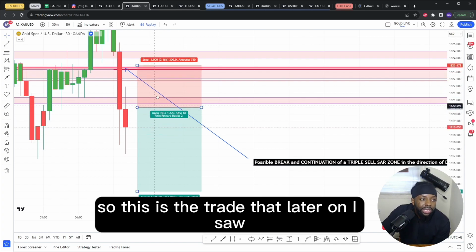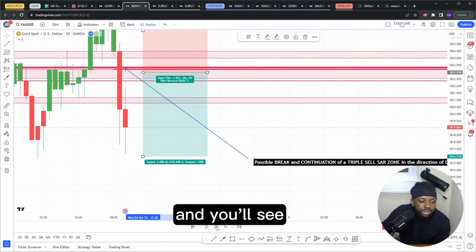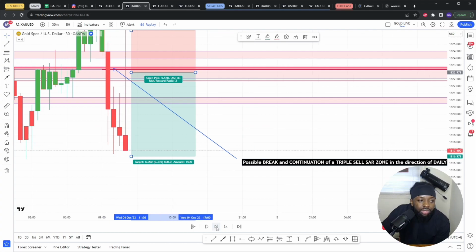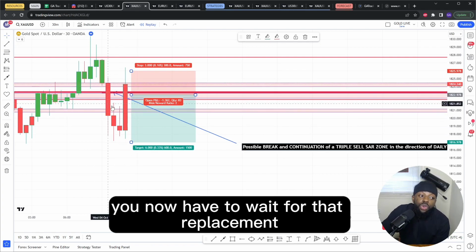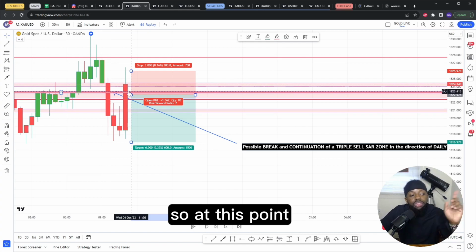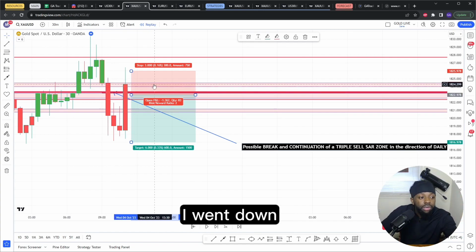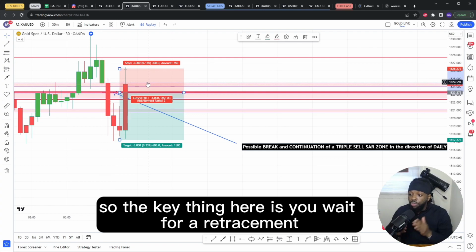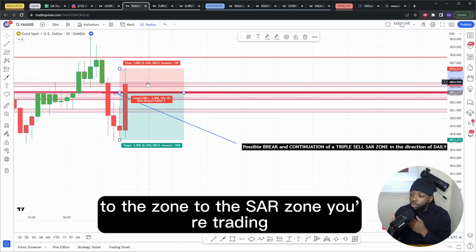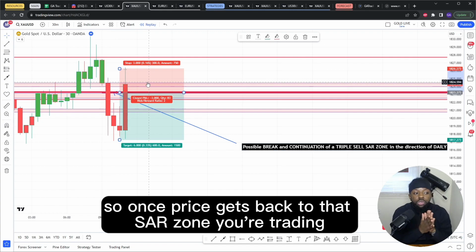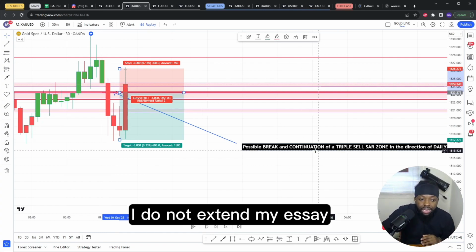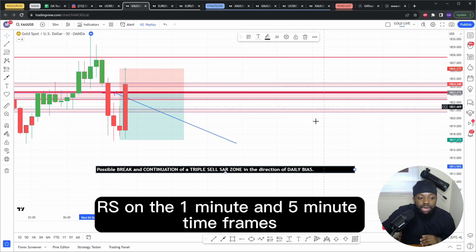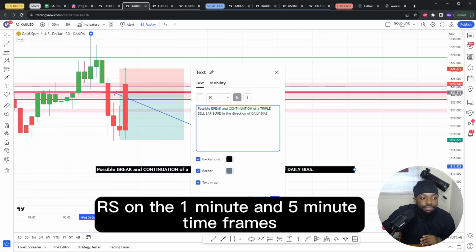So this is the trade that later on I saw, and you see that retracement back up. This is the reason you now have to wait for that retracement. So at this point, I went down. The key thing here is you wait for a retracement to the zone, to the SAR zone you're trading. So once price gets back to that SAR zone you're trading, go down to the 1 minute or 5 minute time frames. And if you guys remember, I do not extend my SARs on the 1 minute and 5 minute time frames.